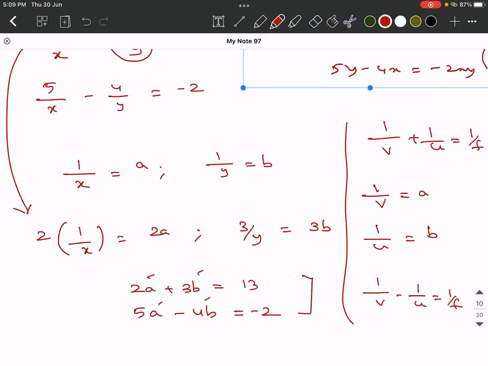Lens formula. So there you can convert 1 by v as a and 1 by u as b and then proceed. As I told you, you have learned it only as a tool to solve problems. Is it clear? So I think the remaining parts are easy. This is all about this chapter.